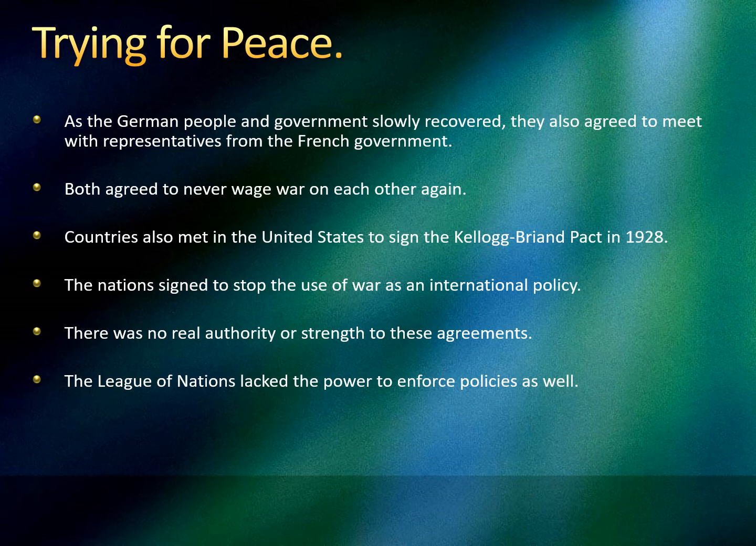The problem with these things is there's no real authority or strength to these agreements, and the League of Nations, which was established, really lacks the power to enforce these policies as well. So even though people are saying they don't want war and conflict anymore after World War I, there's no real support behind it to make sure that happens.